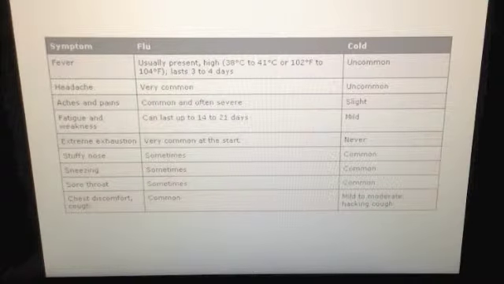The next one is the common cold. A fever is very uncommon along with headaches. Aches and pains are mild, along with fatigue and weakness. Extreme exhaustion never happens. Stuffy nose, sneezing, and a sore throat is common. Chest discomfort and a cough, it is mild to moderate, and it's a hacking cough.